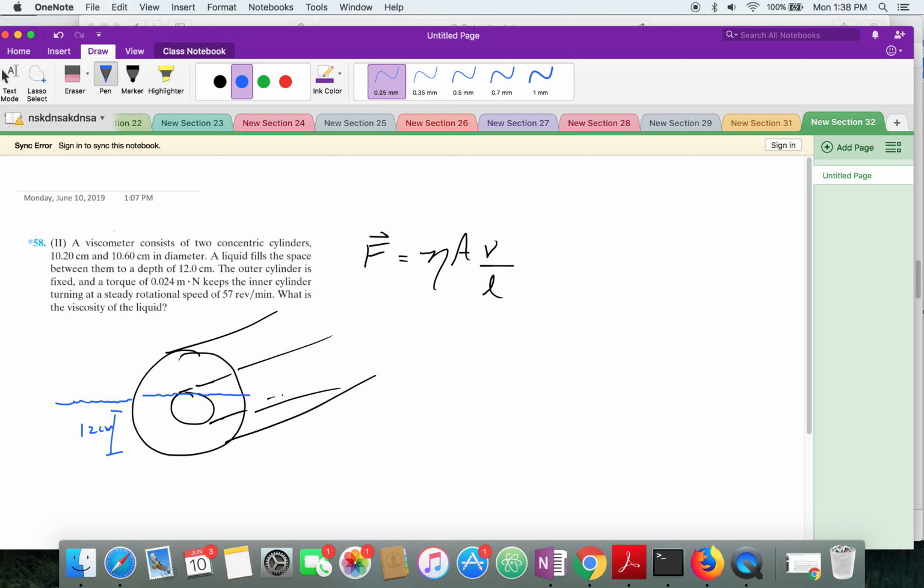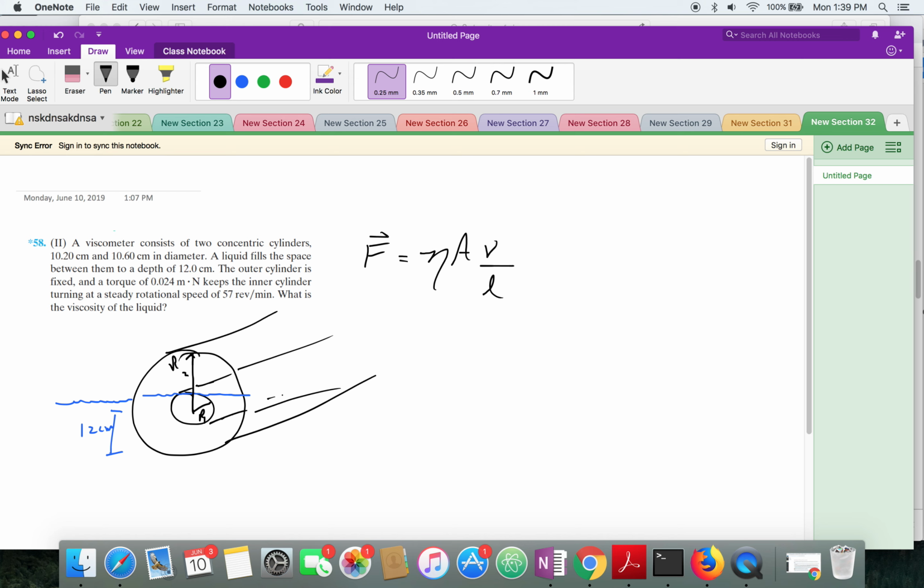So we have these two different radii. I'll call this one R1, and then I'll call this one R2. I exaggerated this. It should be a very small space between them, but that's fine. I want you to be able to see what's going on. And they say the outer cylinder is fixed, so this one's not moving, but the inner cylinder is going to move at a particular angular velocity, and they want to know the viscosity of the liquid.